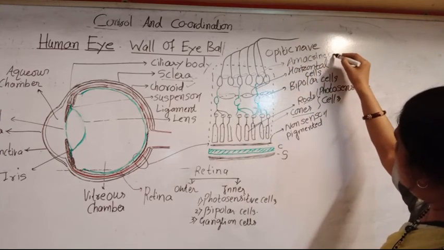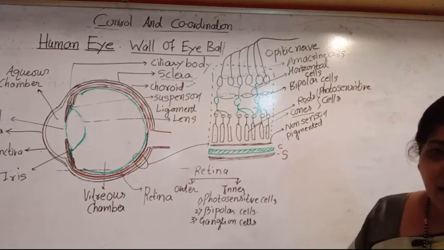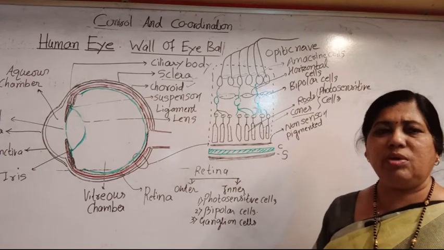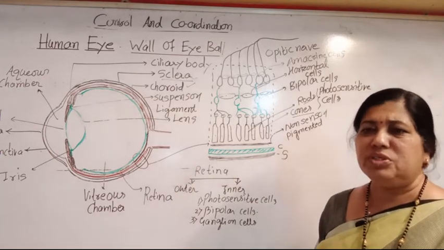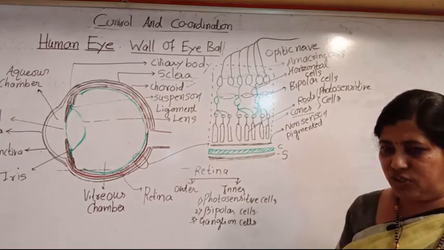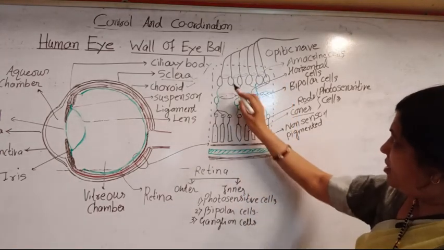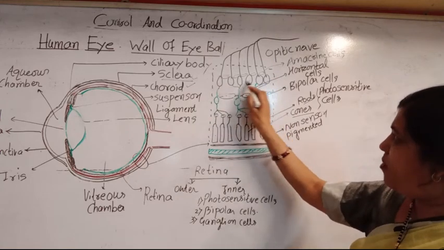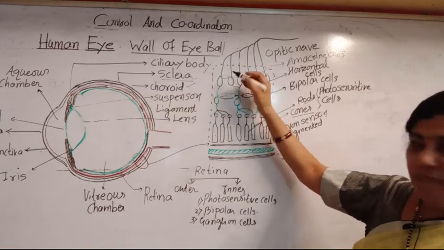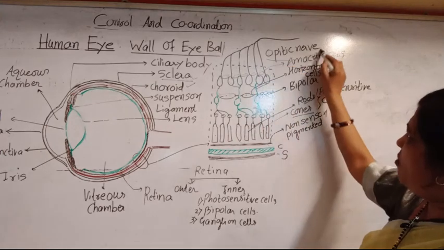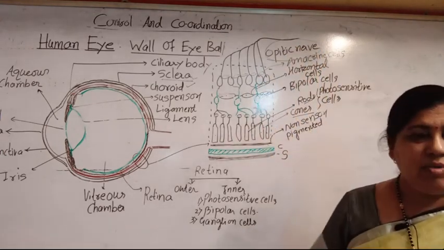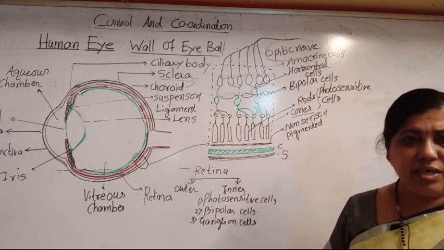Amacrine cells and horizontal cells, which are found in the retina, these two types of cells are responsible for secretion of neurotransmitters, neurosecretions. Okay, so this is retina. And fibers from ganglion cells form the optic nerve.